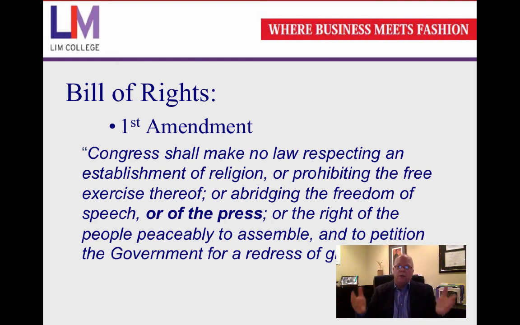Second part says the Congress cannot prohibit the free exercise thereof. That means you, as a person, can practice whatever religion you want. You have the free exercise thereof. It cannot be prohibited. You can practice Judaism, Catholicism, Protestant, Muslim. You can be Wiccan. It doesn't matter. It's your right, and nobody can tell you that you cannot practice the religion of your choice.